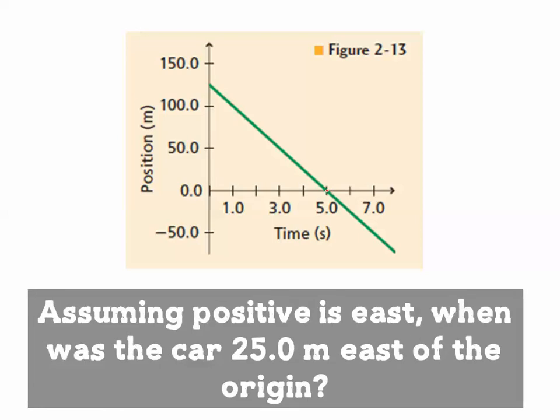Now, assuming that positive is east and negative is the western direction, when was the car 25 meters east of the origin? We can estimate 25 to be about right here. Trace it over. It corresponds to this point on the best fit line. Trace it down. So roughly 3.4 seconds. Or rather 3.9 seconds.